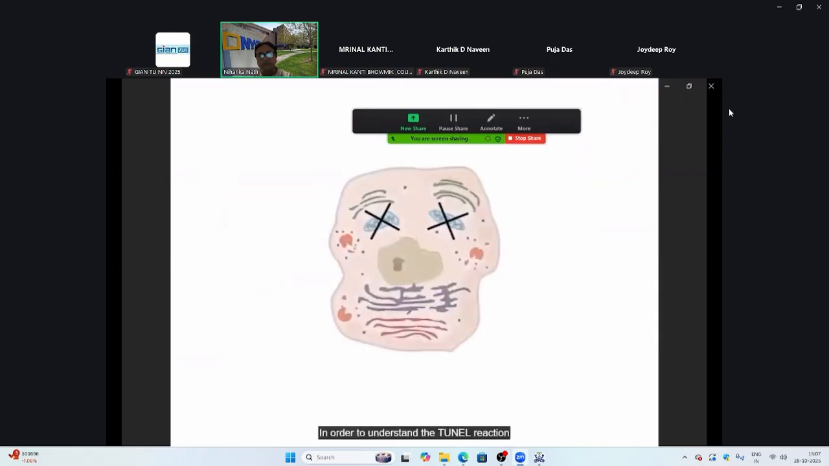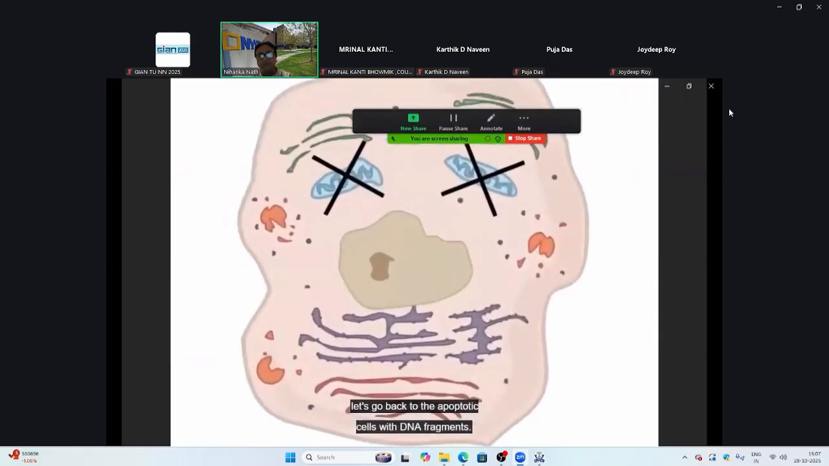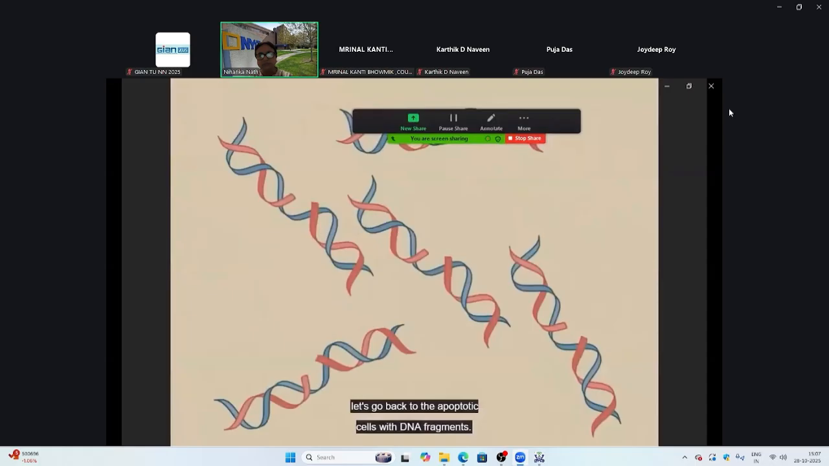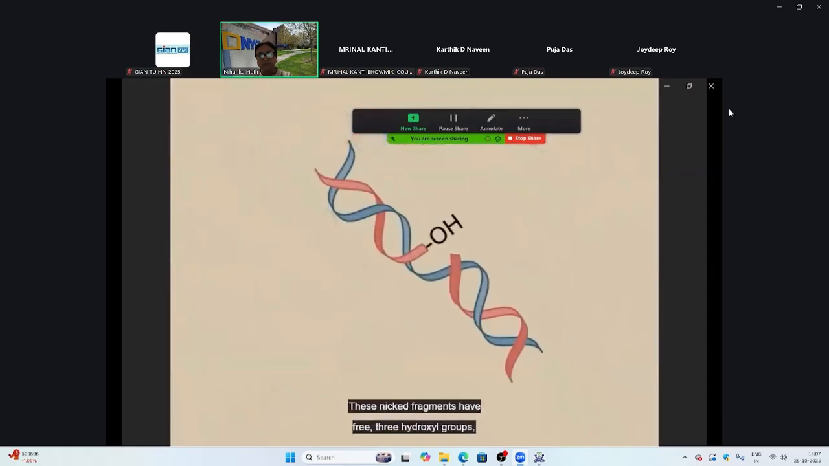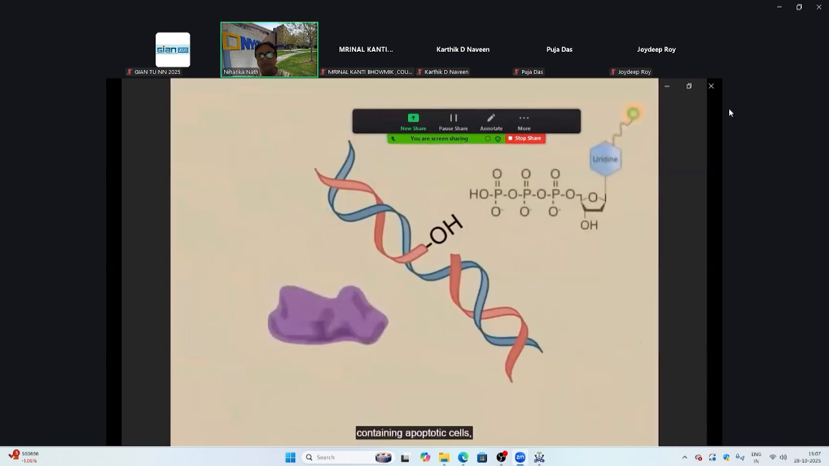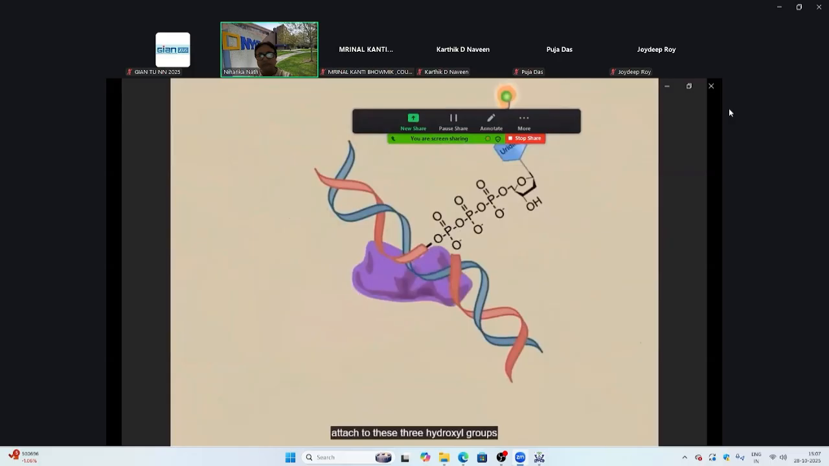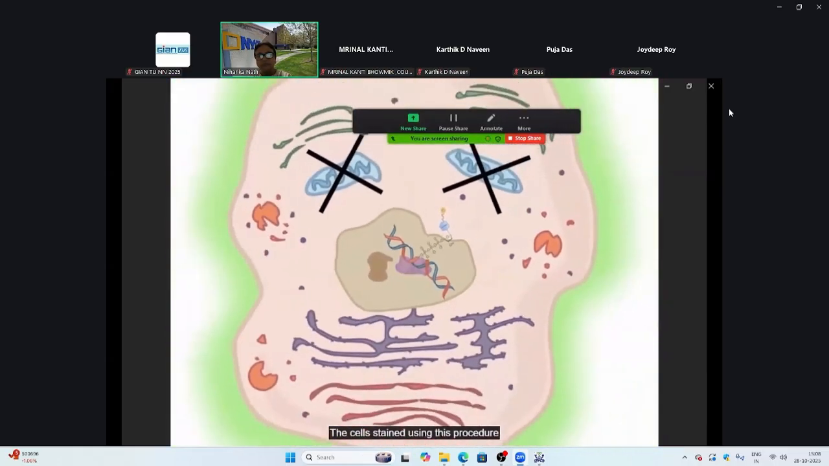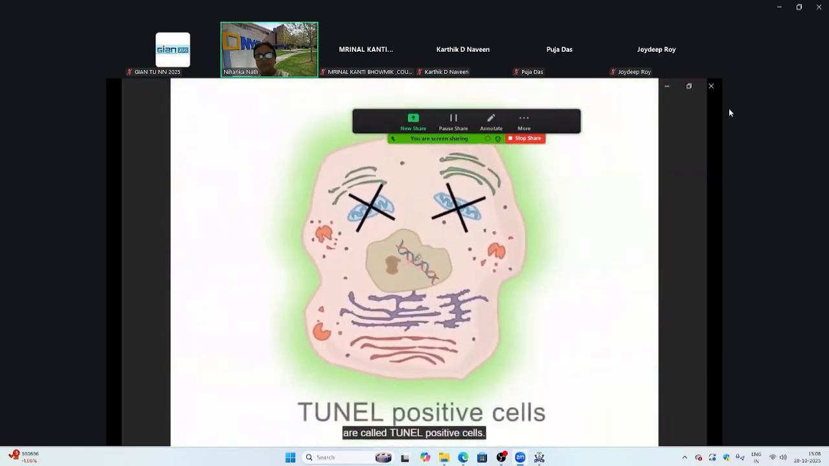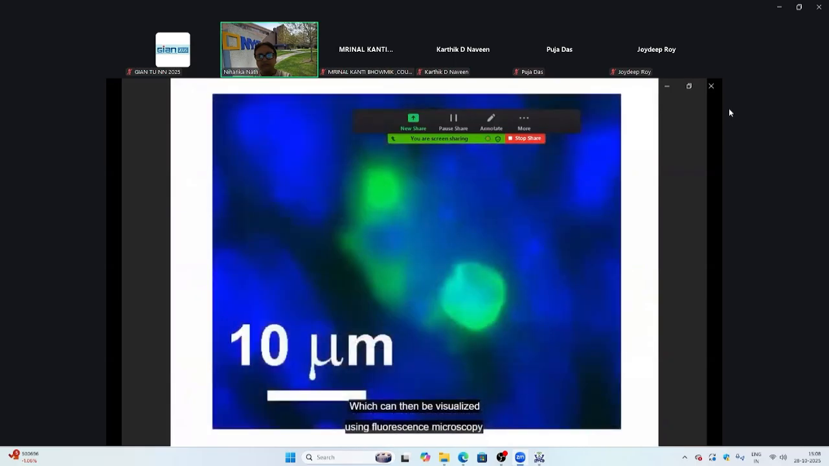In order to understand the TUNEL reaction, let's go back to the apoptotic cells with DNA fragments. These nicked fragments have free 3-hydroxyl groups. Once you add the TUNEL reagents to a sample containing apoptotic cells, the fluorescently labeled dUTPs attach to these 3-hydroxyl groups with the help of the catalyst enzyme TdT. The cells stained using this procedure are called TUNEL-positive cells, which can then be visualized using fluorescence microscopy.